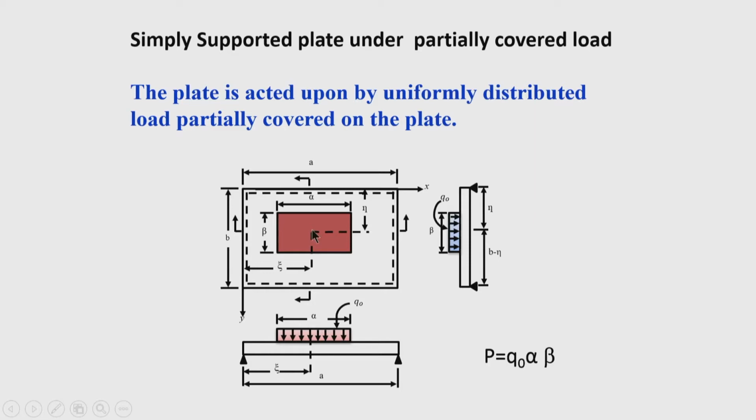Okay. Now, here other two parameters are important to locate the center of gravity of the load. The centroid of the load, the coordinate of the center of the load, is xi, eta with respect to the origin taken at the left hand top corner. Okay. So, with respect to this point we have the x coordinate as xi and y coordinate as eta. So, these are the parameters that we know.